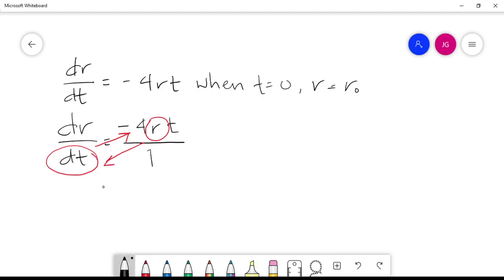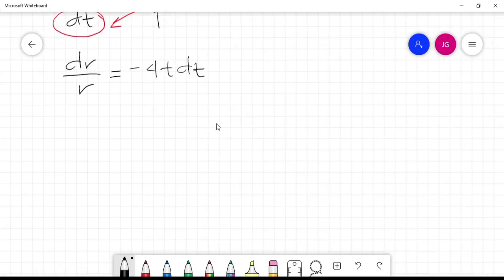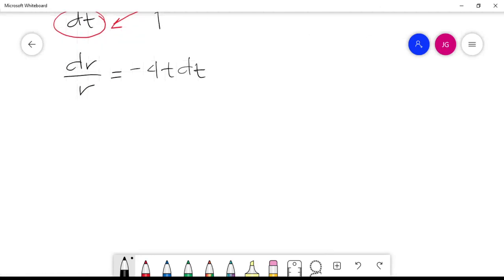denominator. Okay, so i-rewrite na to ang atoang equation, that is dr then over r is equal to negative 4t then dt. Okay? So far so good kay ang atoang r in terms of r naa sa left side na tanan, then ang atoang t naa sa right side na tanan. So after this one, kailangan nato i-integrate both side.